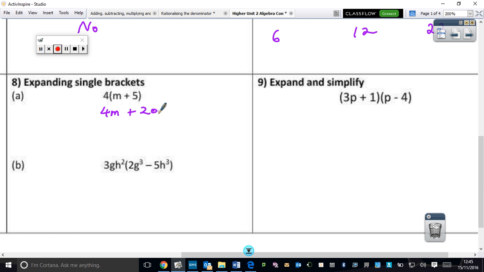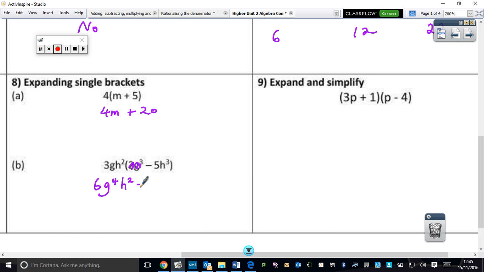So, I'm going to do 3 times 2, which is 6. Write it down. I'm going to do g times g to the power of 3, so I can do g to the power of 4. I'm going to do h times by 1. There's no h there, so that h squared is not going to change. It's just going to go on the end. So that's this one done. So I've literally broken it down.